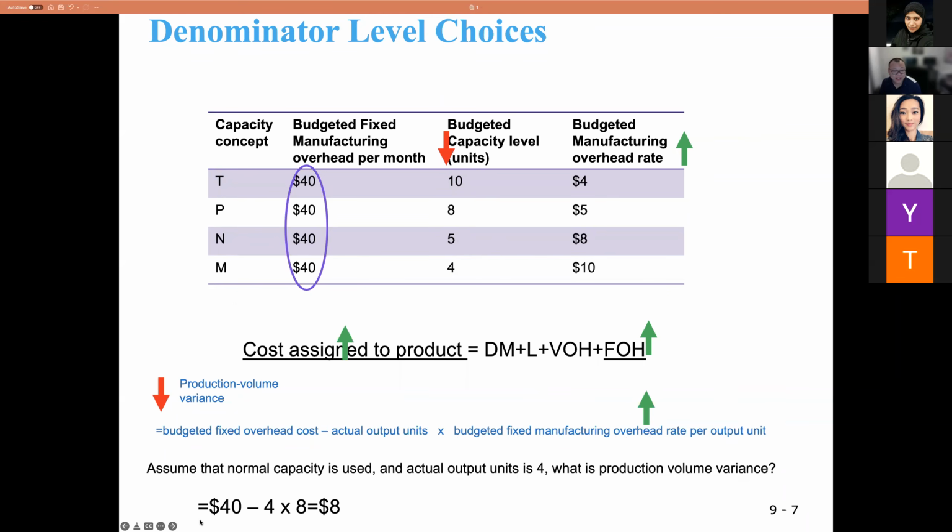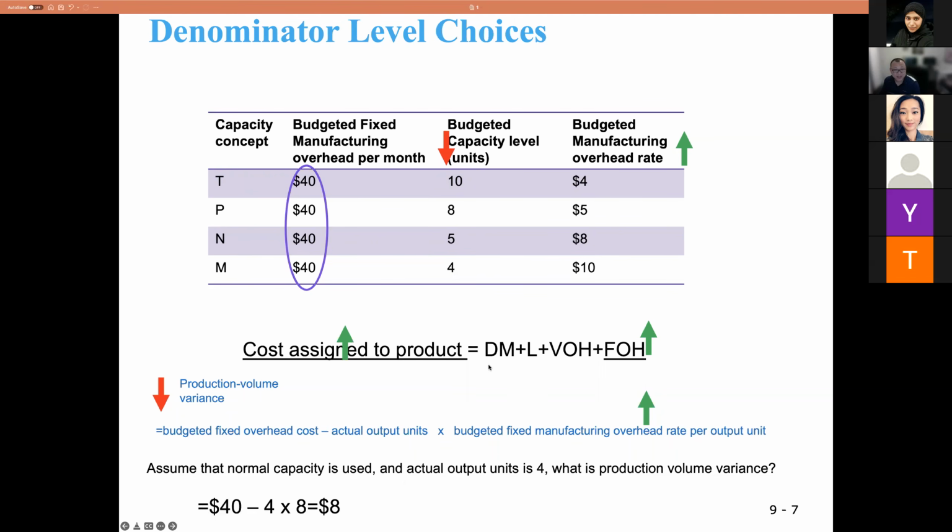So what's the budgeted fixed overhead cost? It is 40. Minus actual output, so that's 4 units, and the rate, we are using normal capacity, the rate is 8. So 4 times 8. So 40 minus 32 equals 8. So in this case, the production volume variance would be $8.